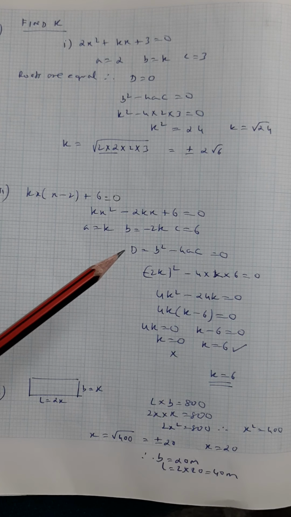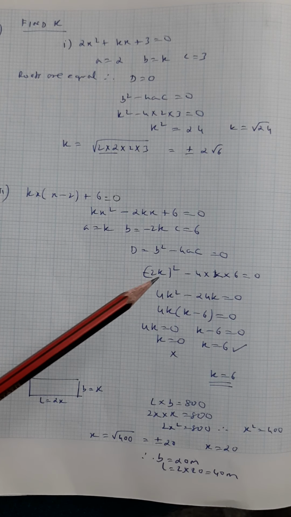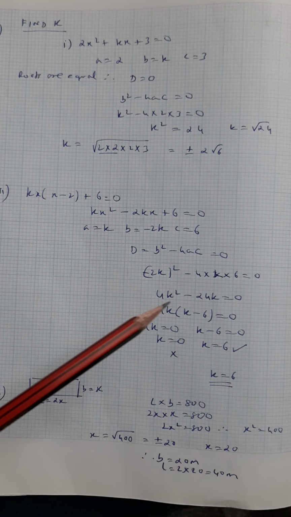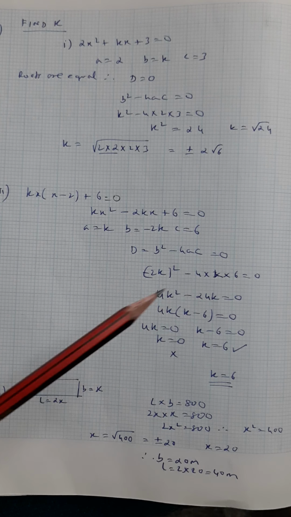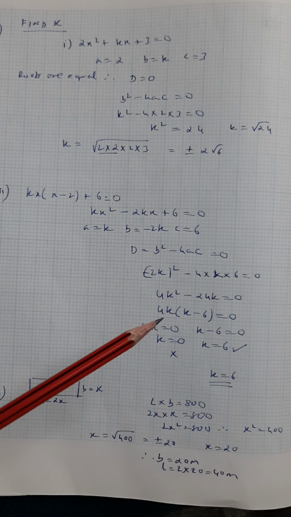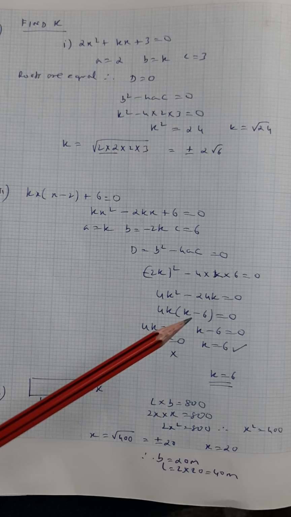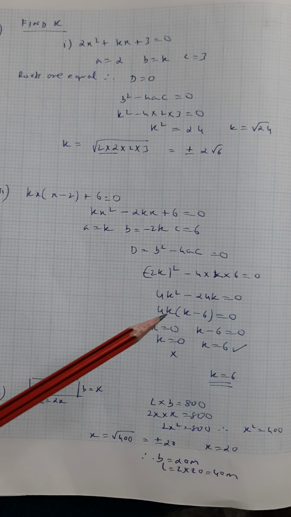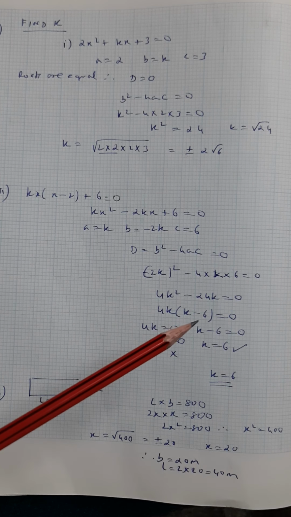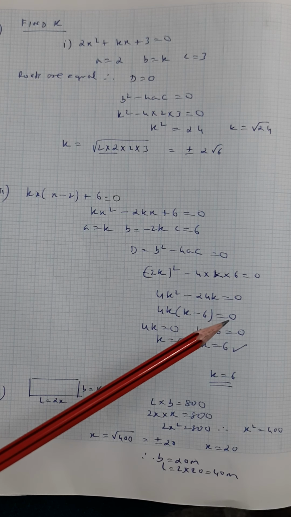Again the question says that the roots are equal. If roots are equal, then discriminant is 0. You are applying the formula, so we get 4k square minus 24k is 0. What do you realize? You realize that 4k is common. So when you take 4k common, you will get k minus 6 is 0. When the product of two numbers is 0, what does it mean? Either 4k is 0, or k minus 6 is 0. One of them has to be 0, otherwise the answer can never be 0.